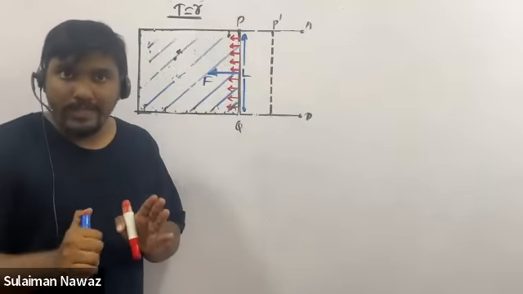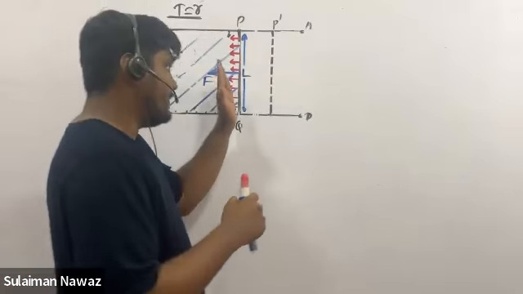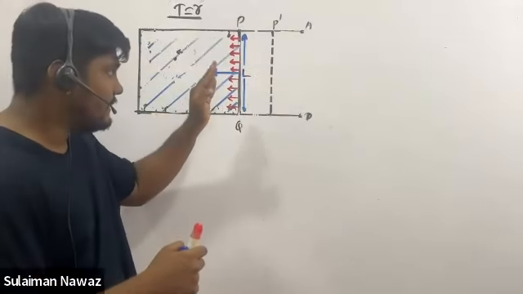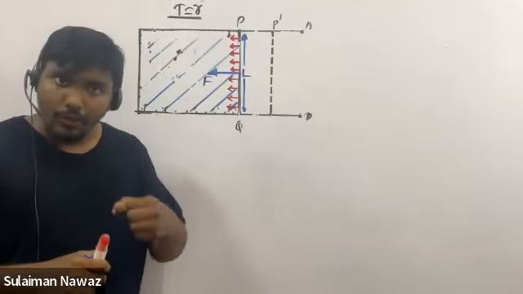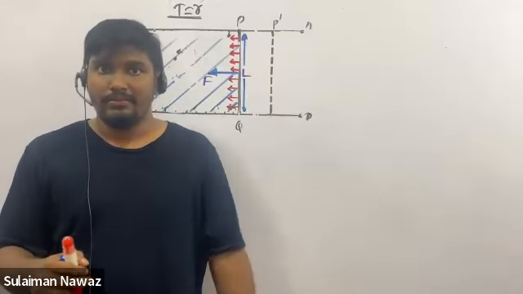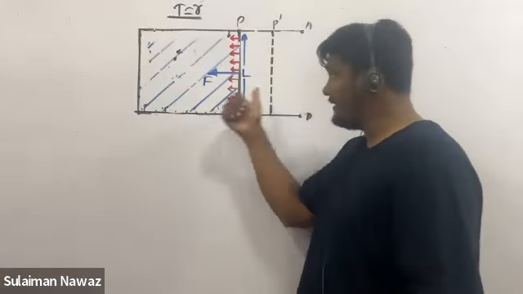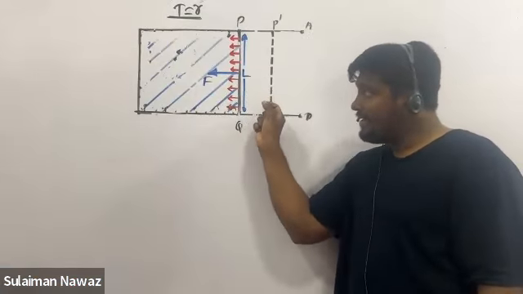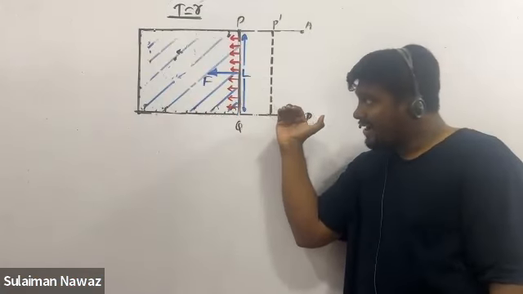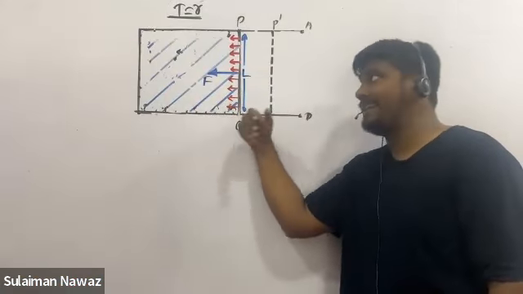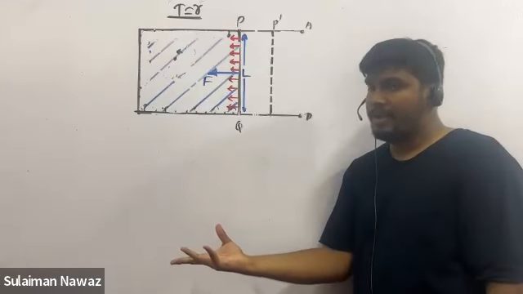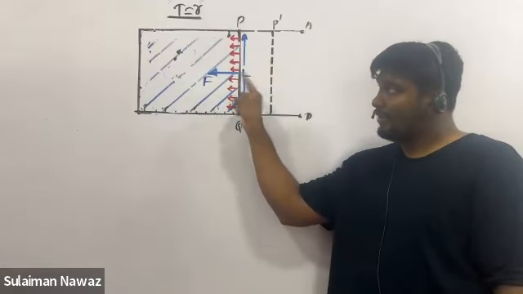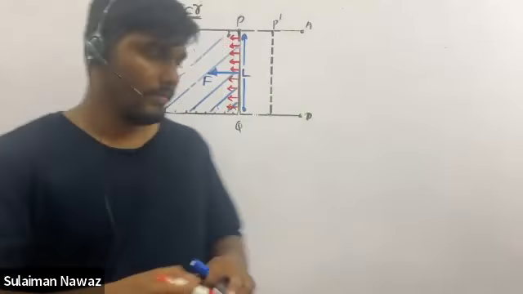Now, my goal is to increase the surface area of this soap film. If I want to increase the surface area of the soap film, I have to provide work done, because I want to drag this PQ wire in this direction. When dragging PQ wire in this direction, I need to provide a force on PQ wire at least equal to capital F, right?